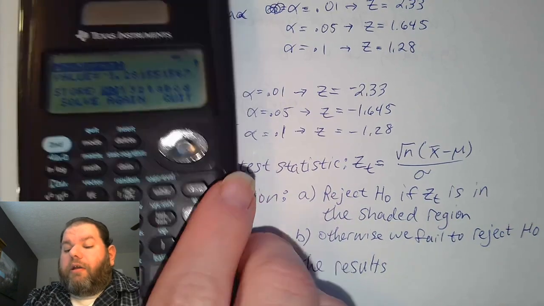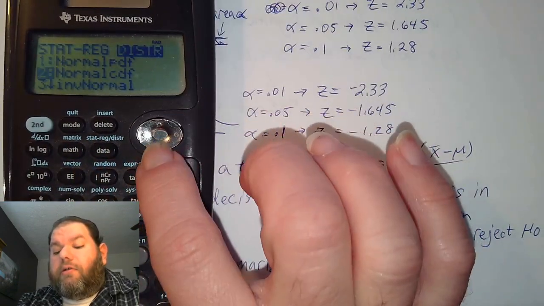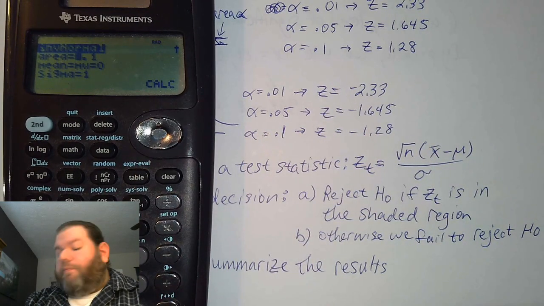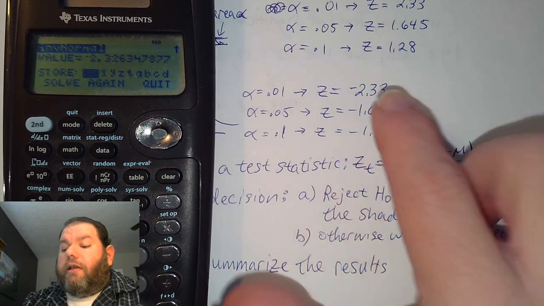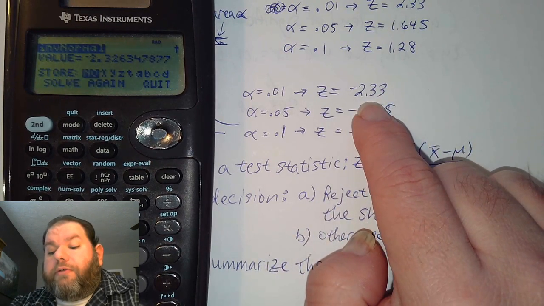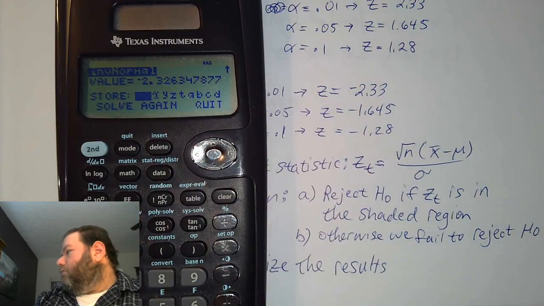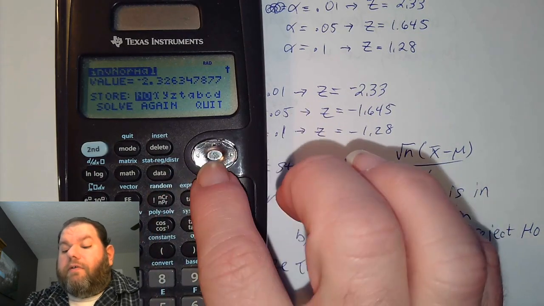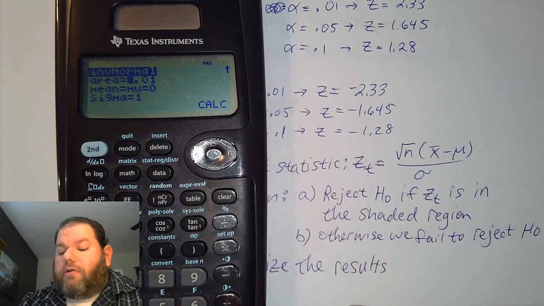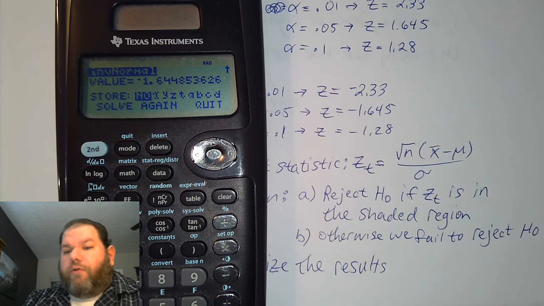Now, we can go back and do that with 0.01, and then you can see that's where we get negative 2.33. Okay, and then we can go back and do that with 0.05. And that's where we get negative 1.645.